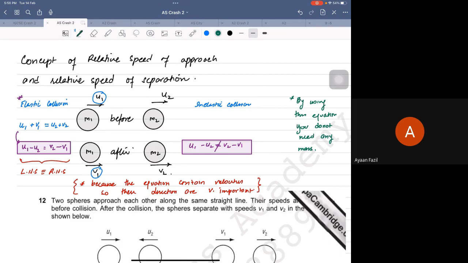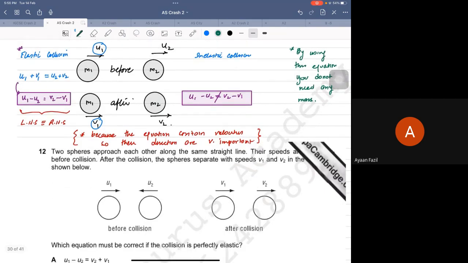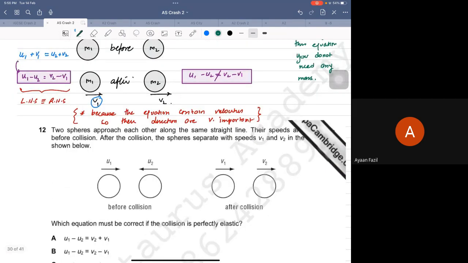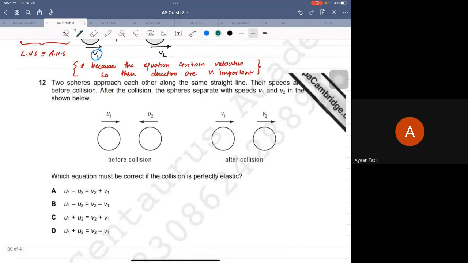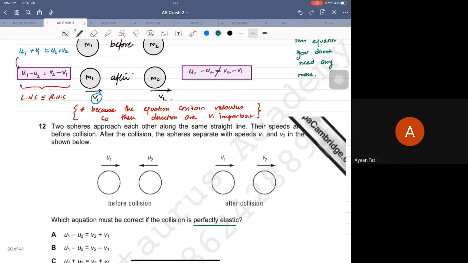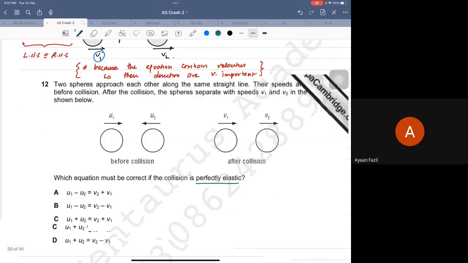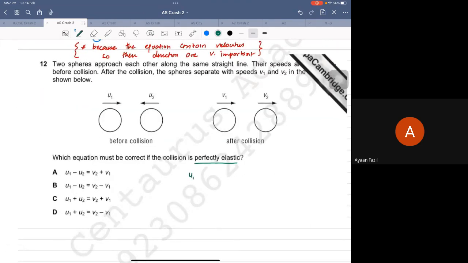Now, first of all, let's look at how to apply this equation, and from this question, they've already given us. The question says two spheres approach towards each other along the same line, and they separate with this. Which equation must be correct if the collision is perfectly elastic? Which means we're talking about this equation, right? So I'm going to write this equation first: u1 minus u2 equals v2 minus v1.